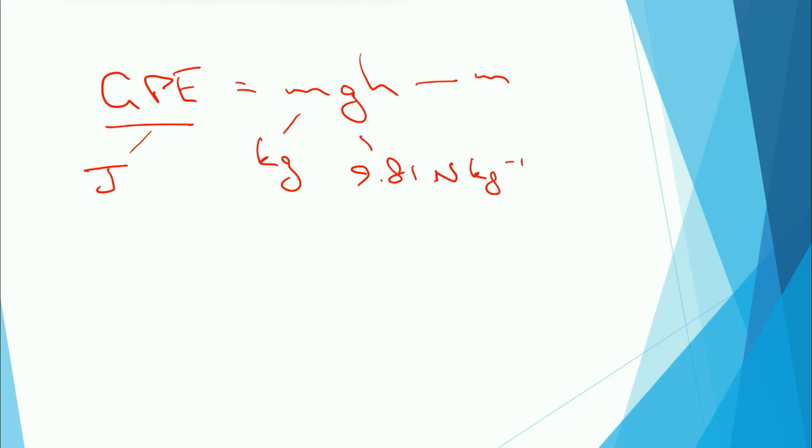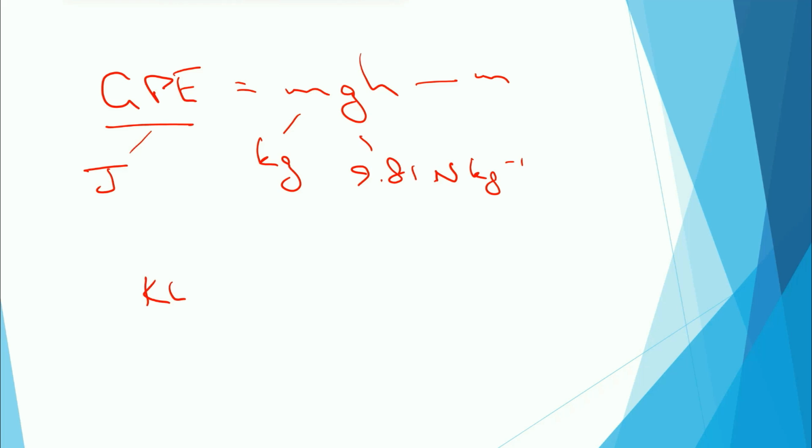So the mass is measured in kilograms. Gravity on Earth is taken as 9.81 newtons per kilogram. And the height is, of course, measured in meters. Using these units, we'll come out with our unit for GPE in joules, which is good. That's what we want because it's energy. The units are, in fact, the joule.